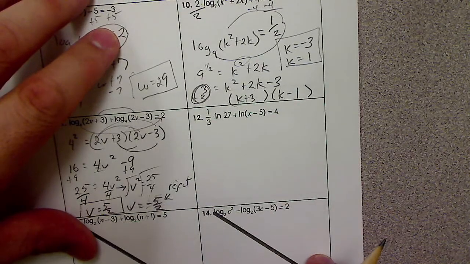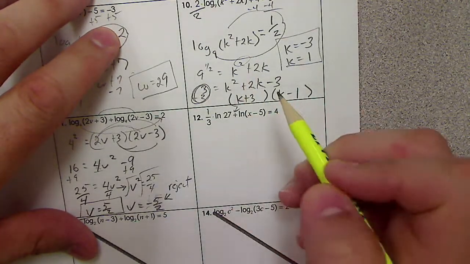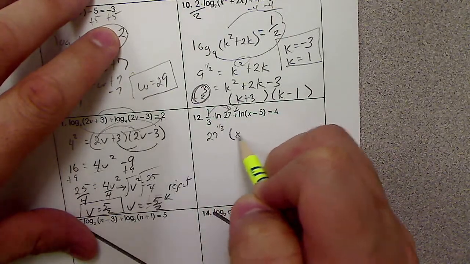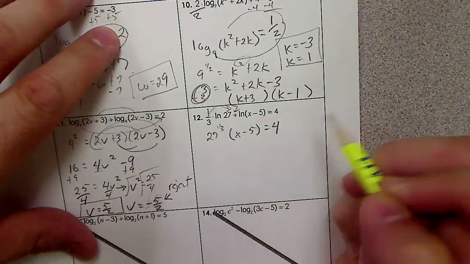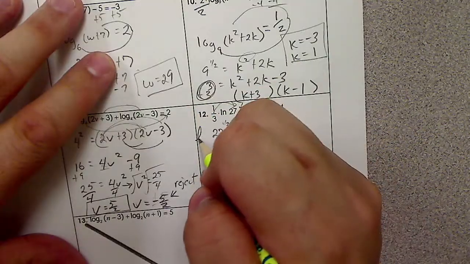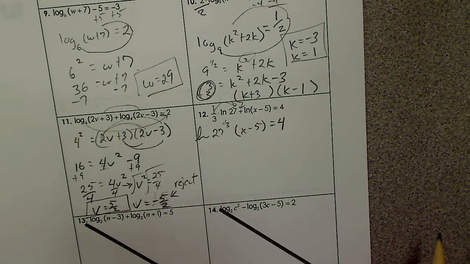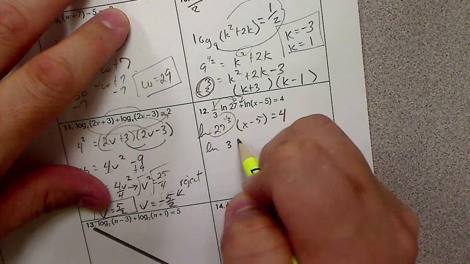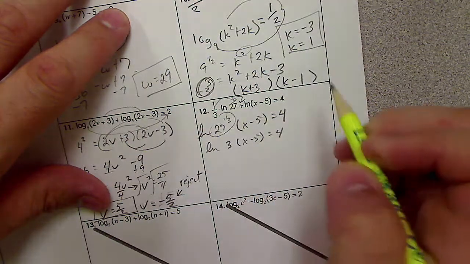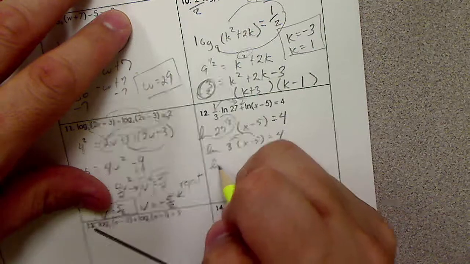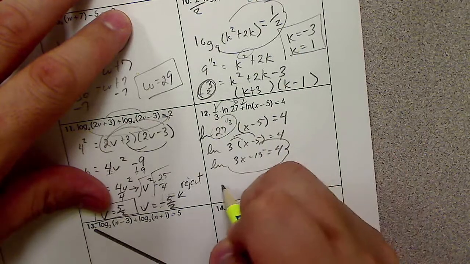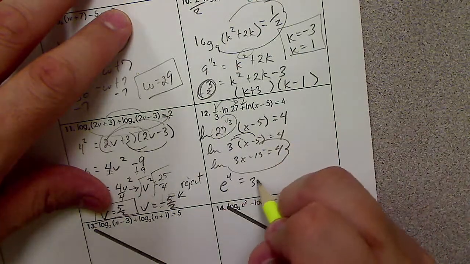Then let's see what we got here. Again, multiplied, it adds to multiply. 1/3, so 27 to the 1/3 times x minus 5 is equal to 4. No, I don't know why I did that. This is natural log. Okay. So this will become 3. Distribute. 3x minus 15 is equal to 4. Base e, so e to the 4th is equal to 3x minus 15.